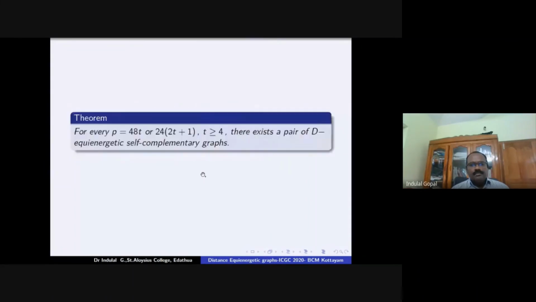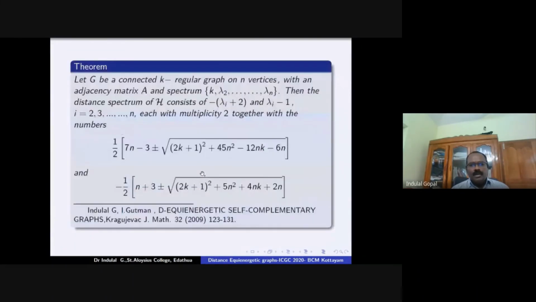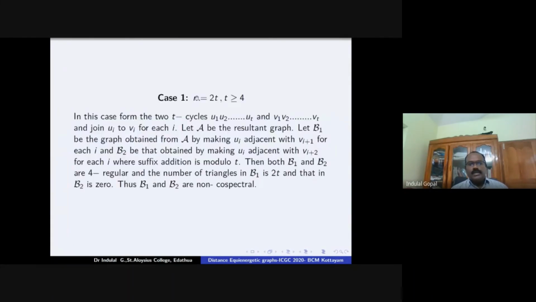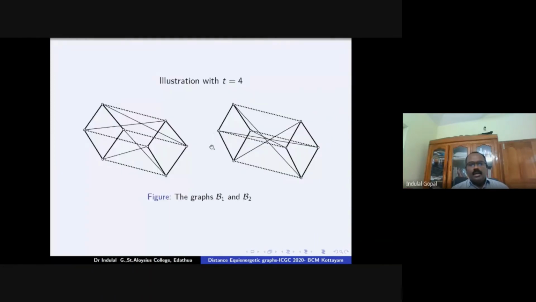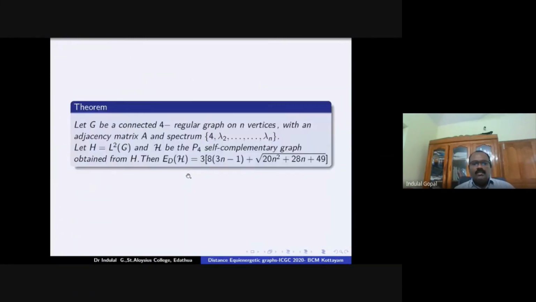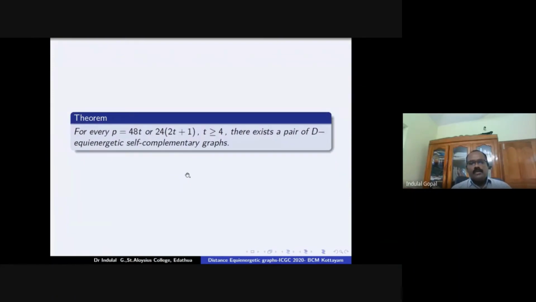I'm not going through the proof in detail. First, we showed that there are two 4-regular non-cospectral graphs on 8 vertices. We constructed two particular 4-regular non-cospectral graphs on every n greater than or equal to 8 vertices by considering two cases: n is an even number, and n is 2t plus 1. We have two different constructions for non-cospectral 4-regular graphs, and using that we constructed self-complementary graphs and proved that those self-complementary graphs are D equi-energetic.